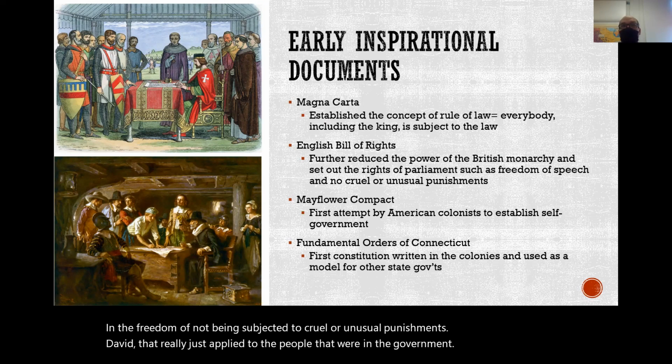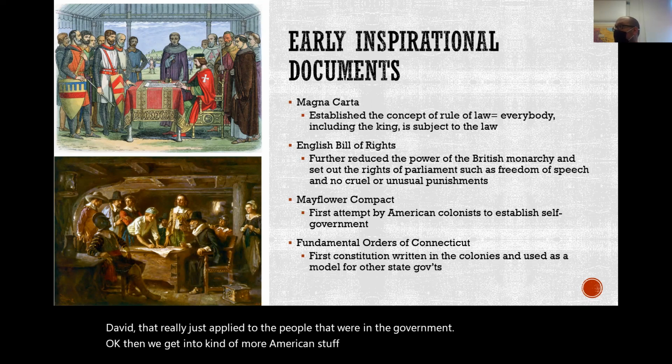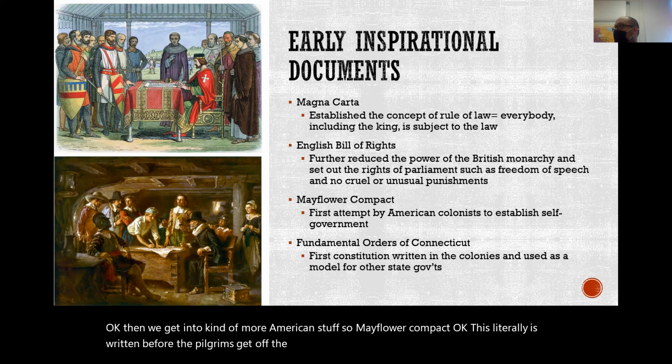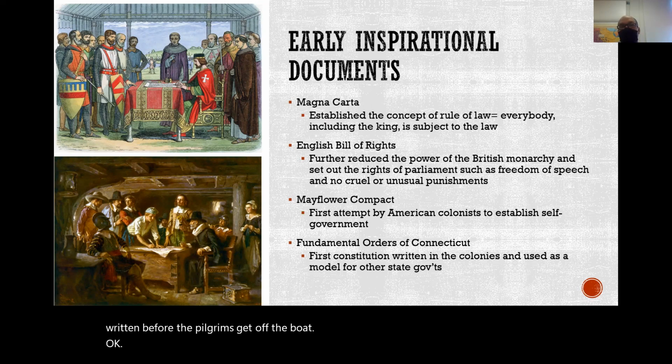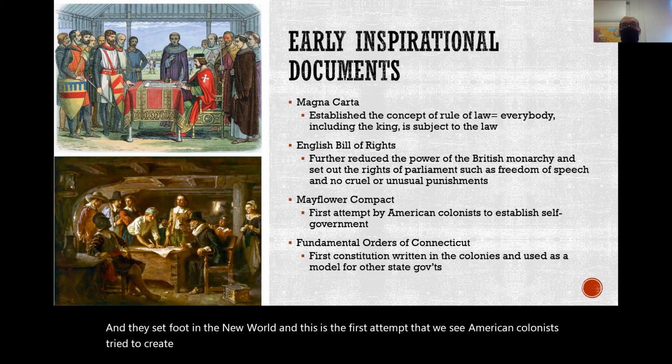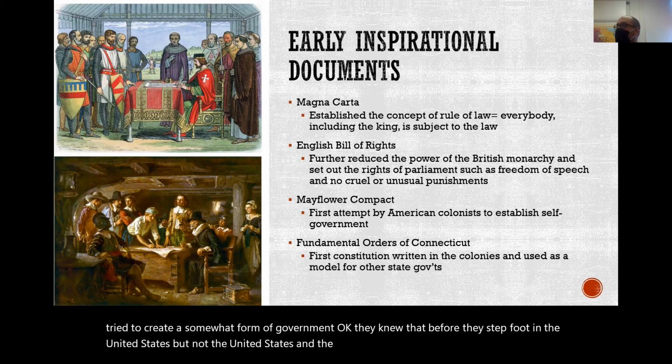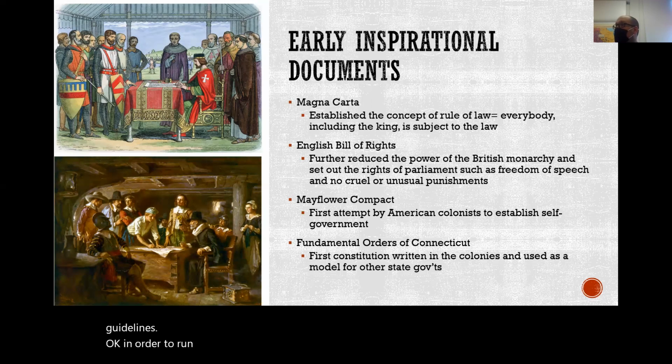Then we get into more American stuff. So Mayflower Compact. This literally is written before the Pilgrims get off the boat and set foot in the New World. This is the first attempt that we see American colonists try to create some form of government. They knew that before they stepped foot in the colonies, they would need some type of guidelines in order to run a society. And so we call this really the first attempt at self-governance.